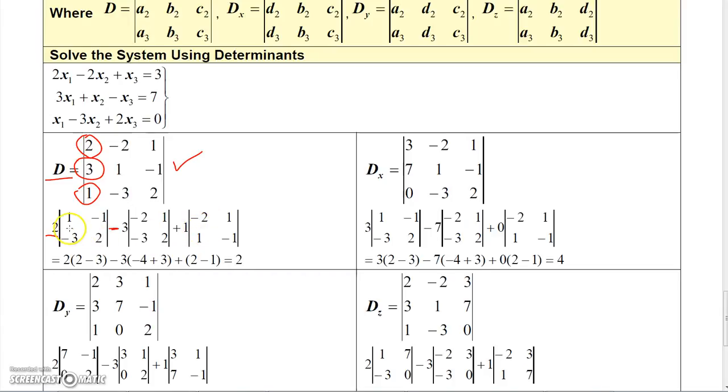Well, now you just calculate each determinant. That would be 2 minus 3, so that would be negative 1, and then multiply it by 2, so you get negative 2. And then this would be negative 4 plus 3, which would be negative 1, so you have negative 3 times negative 1, that's 3. And then this would be 2 minus 1, and then you multiply that times 1, and you just get 1. And if you add these together, you get 2. So the determinant is simply 2.